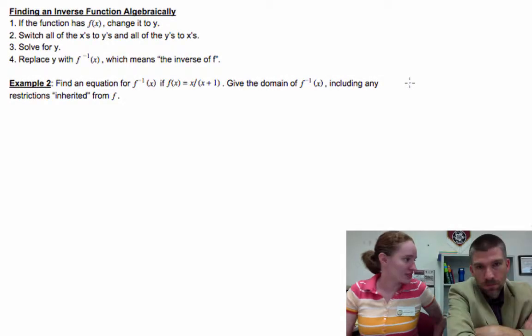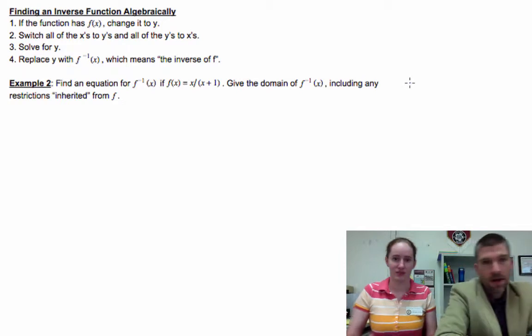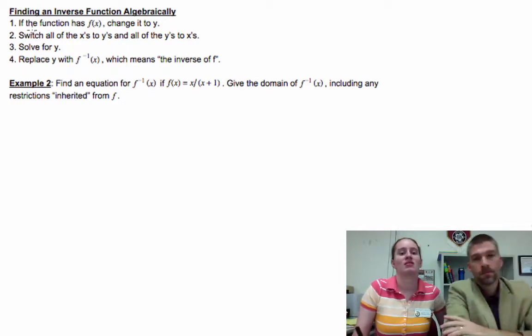Let's find some inverses. Inverses? Inverses. Is it still on your hand? Yeah.